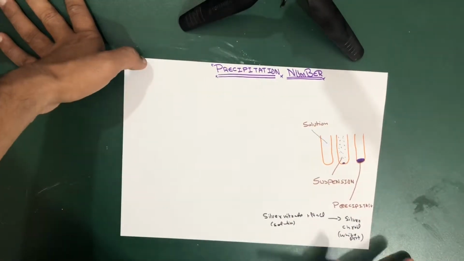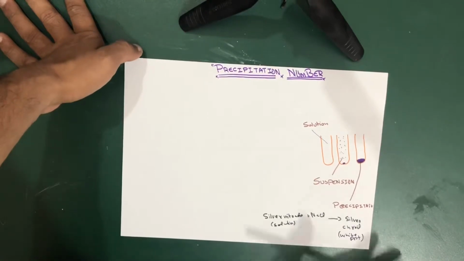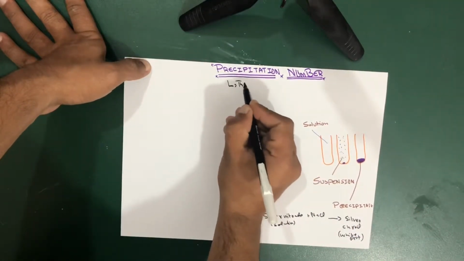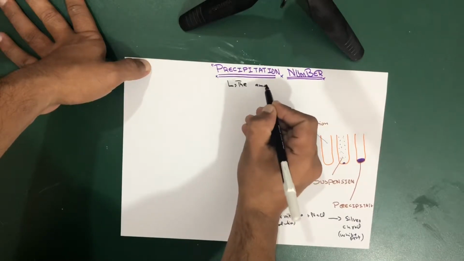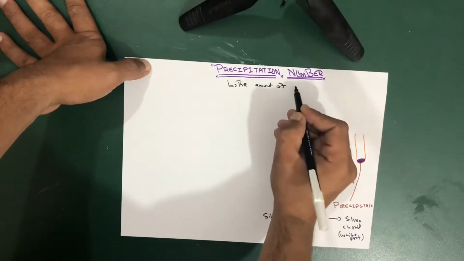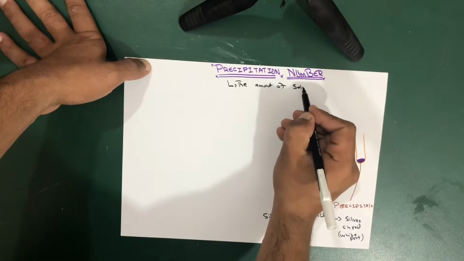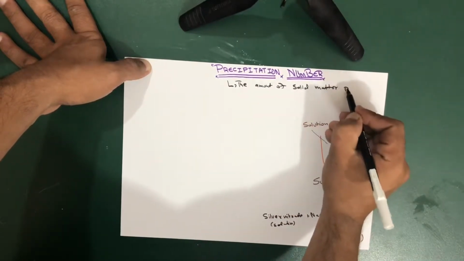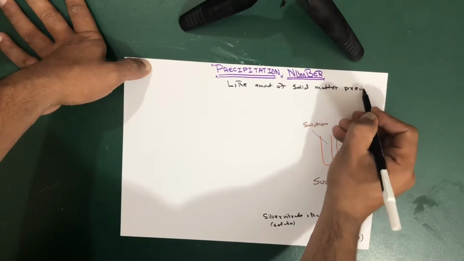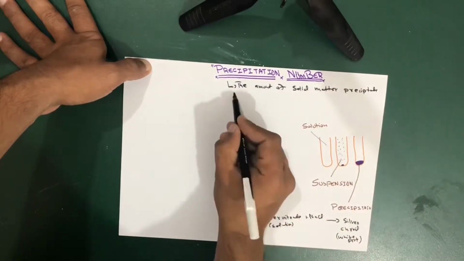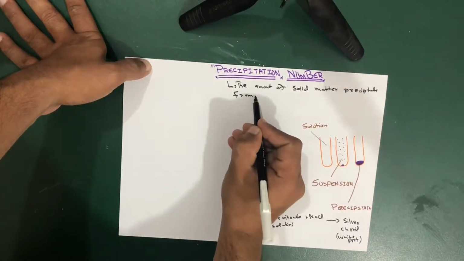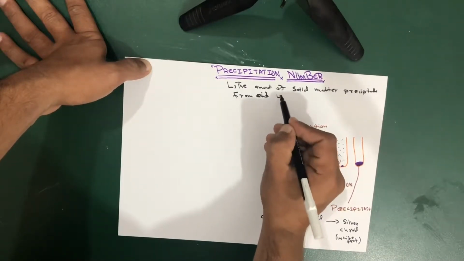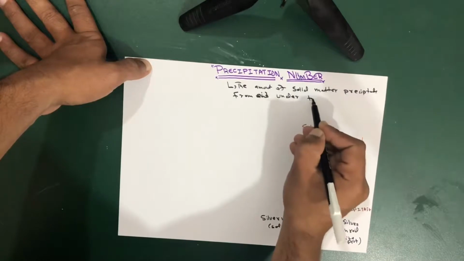So our definition of the precipitation number would be the amount of solid matter precipitated from oil under test.